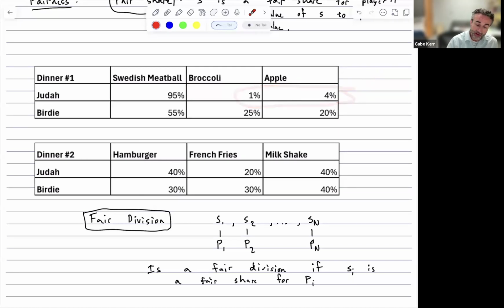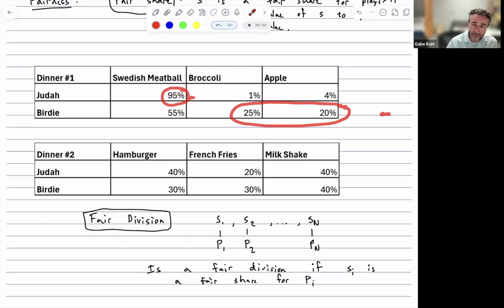So this is the only way he gets a fair share: if he could have this and maybe more, but if he has this, it's a fair share. But the same is true for Birdie. It's less; Birdie doesn't mind broccoli as much, so she'll eat broccoli and she'll eat an apple. But even if I fed her both of those, she'd only have 45% of what she values the worth of that dinner, which means that's not a fair share for her. She's getting less than a fair share.